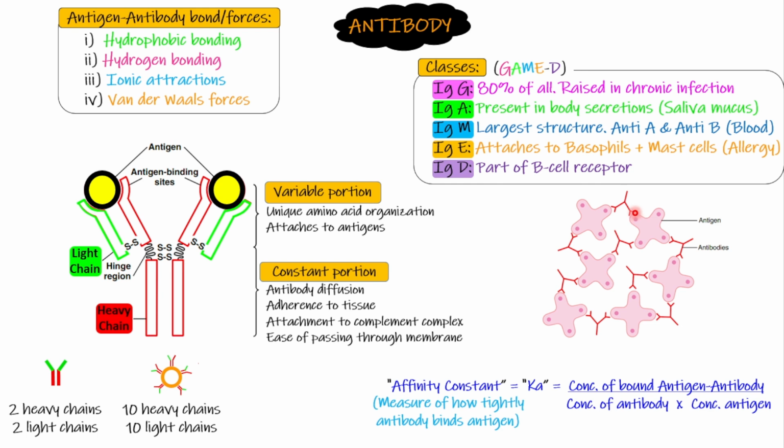Then antigen and antibodies bind to each other in this way, forming a clump which can also precipitate out, and the bonds involved between them can be hydrophobic, hydrogen bonding, ionic attractions, and van der Waals forces. And if the antigen and antibody are bound tightly, then the affinity constant is high, and if they are not bound tightly, then the affinity constant is low.